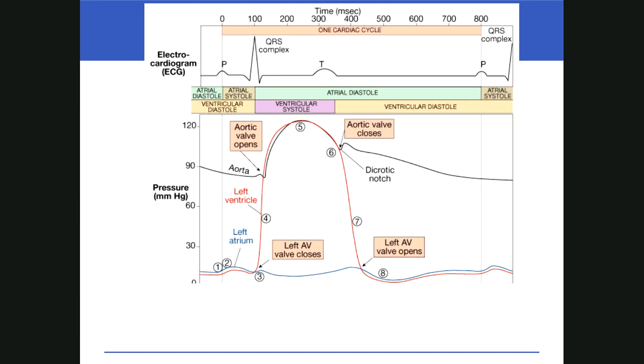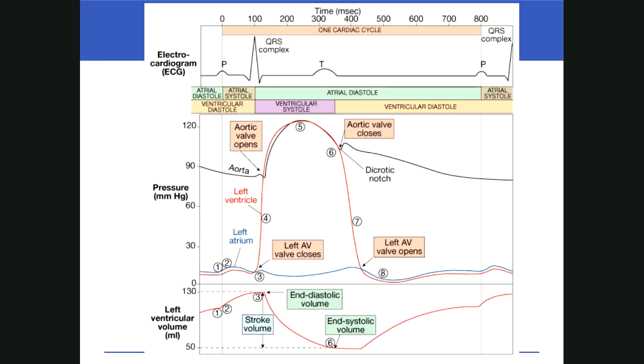And then the last part is the volume. So when the ventricles contract, volume goes down. When the ventricles relax, volume goes up. And then the two volumes that are really important are these two volumes, EDV and ESV. And if you subtract those two, you get the stroke volume, or the SV.